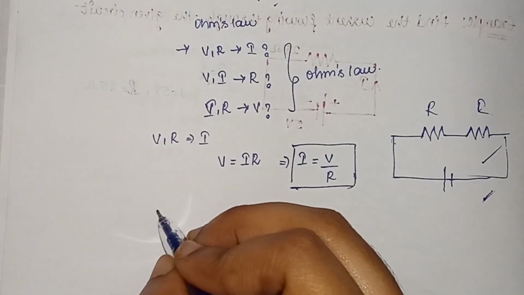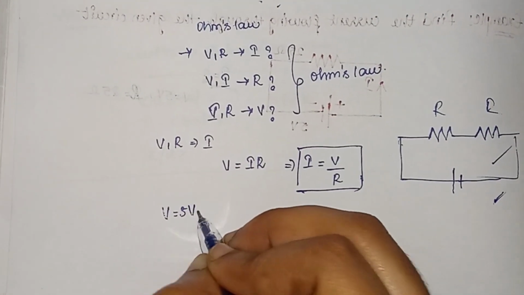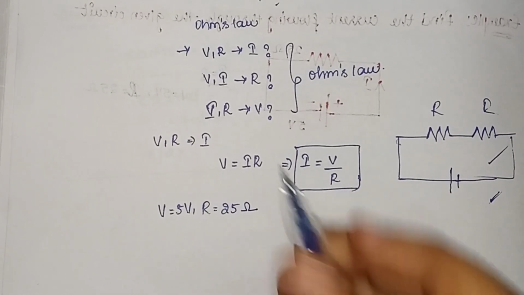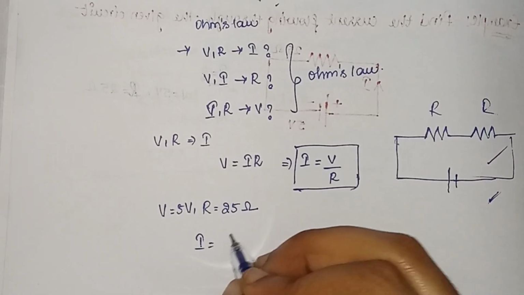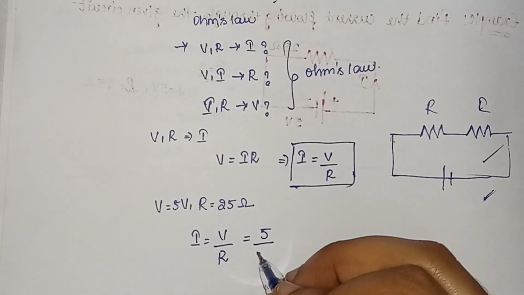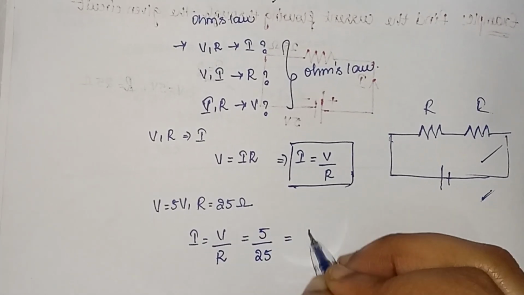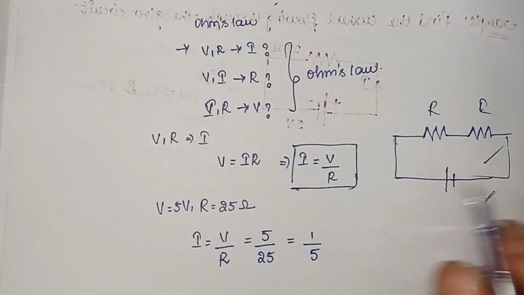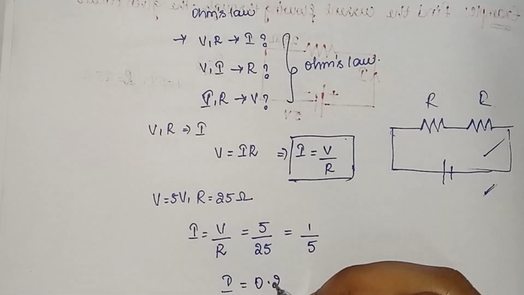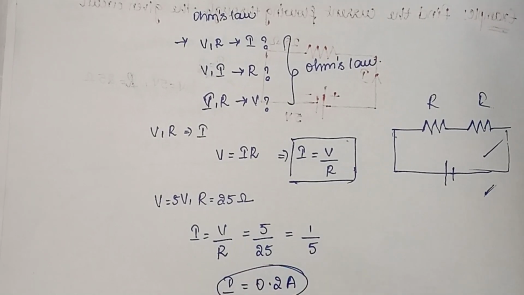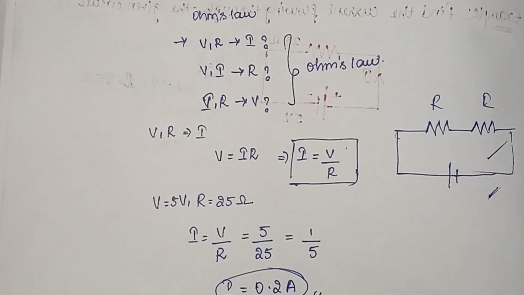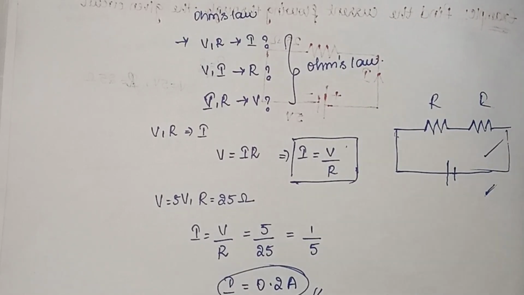So now we have V is equal to 5 volts and resistance is equal to 25 ohms. So what will our I be? I is equal to V by R, that is 5 by 25, which means 1 by 5. So our I will be 0.2 ampere. So this is the solution of our particular question. So this is how we solve problems using Ohm's law.